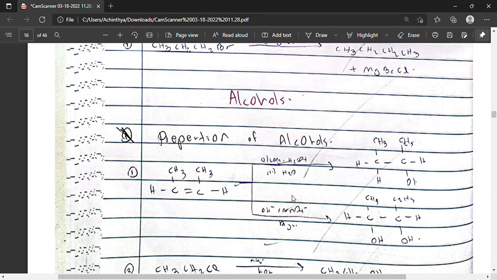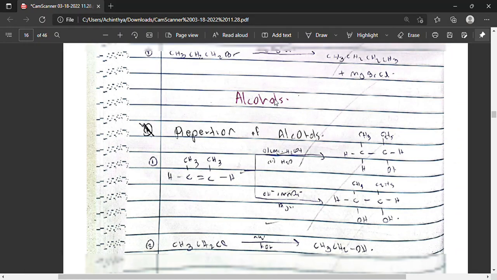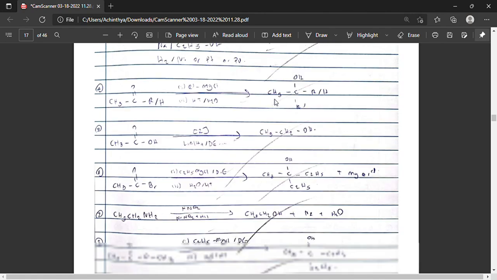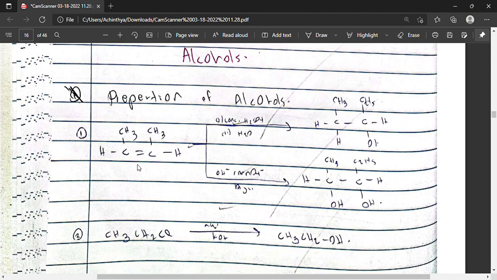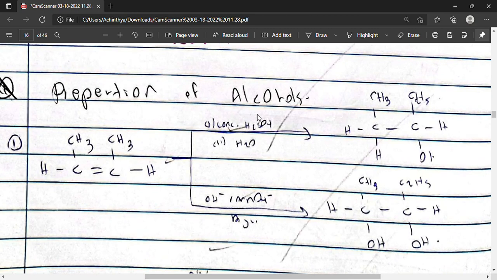Let's talk about the chemistry of alcohols. First, we'll go through how we prepare alcohols. One way of preparing alcohols is by hydrating an alkyne, in which we do so by adding dilute sulfuric acid.